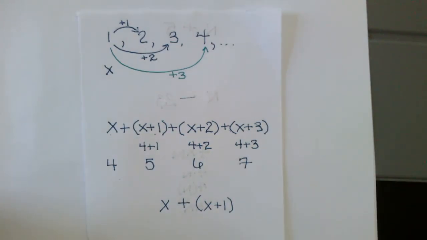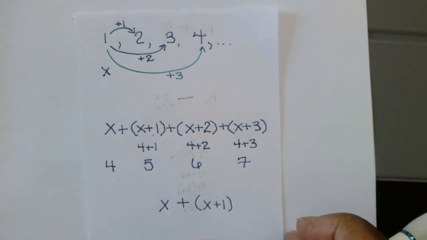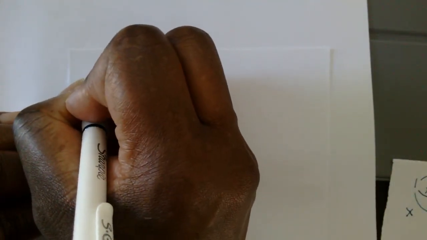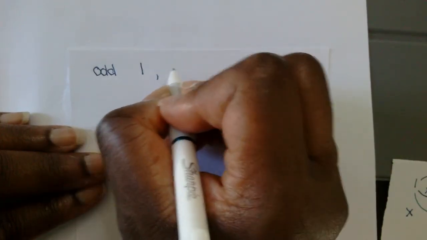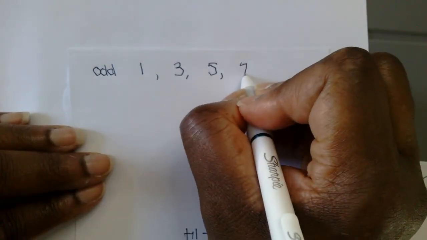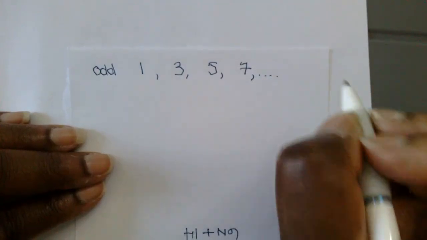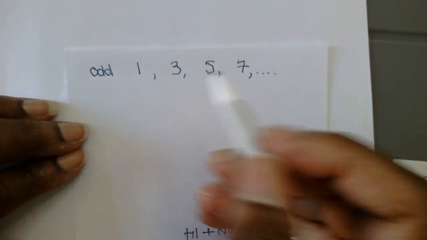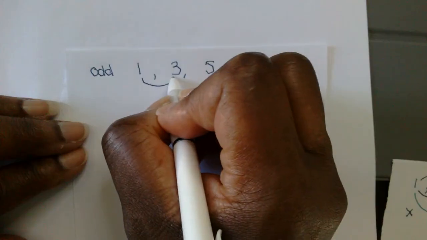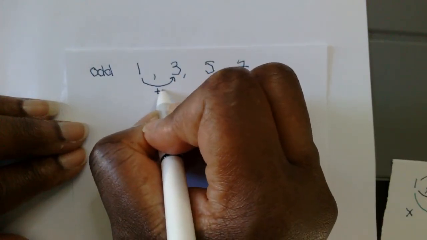The other one is consecutive odd and even. Guess what? They're the same thing. So if I wanted to do consecutive odd, I would start with 1, 3, 5, 7. We'll just do that, and we know there's more. So the first odd number is 1. How do I get from 1 to 3? I'm adding 2.